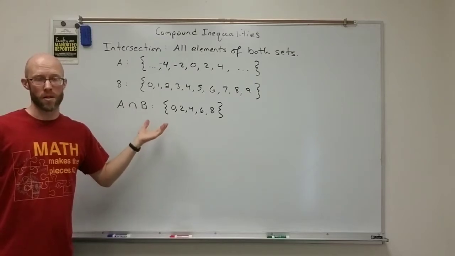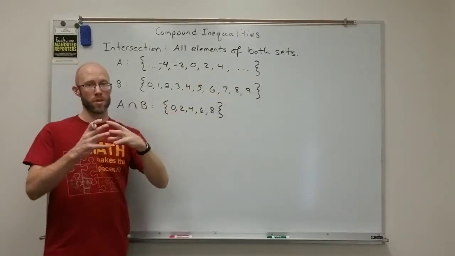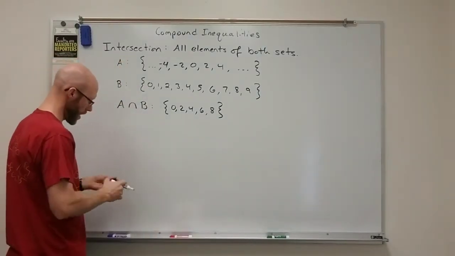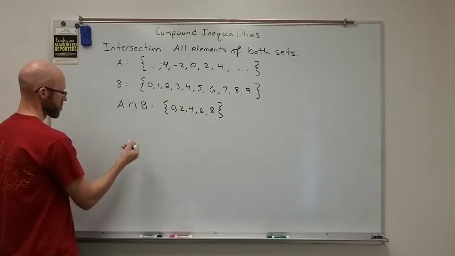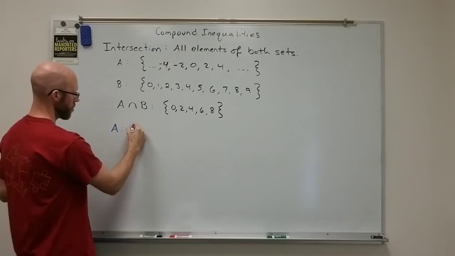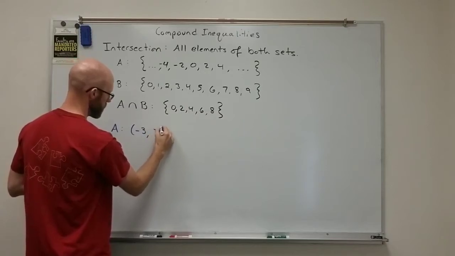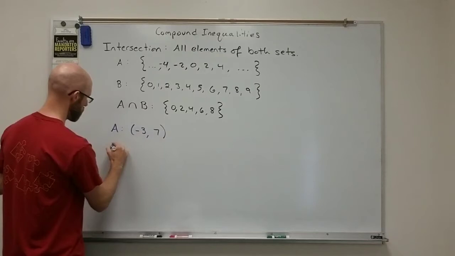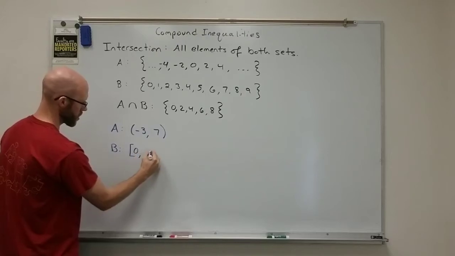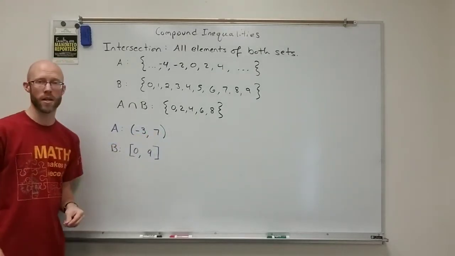Now with sets, that's fine, but let's look at intervals. Intervals are not individual numbers, but there's just large continuous sets of numbers. So let's say we had two intervals. We'll say interval A is the interval from -3 to 7, and interval B is the interval from 0 to 9, and that one I'll include the endpoints. So the first one I didn't include the endpoints, the next one I did.